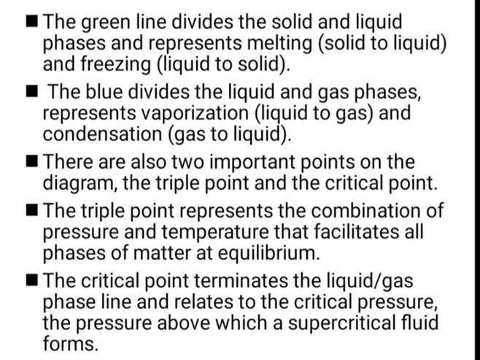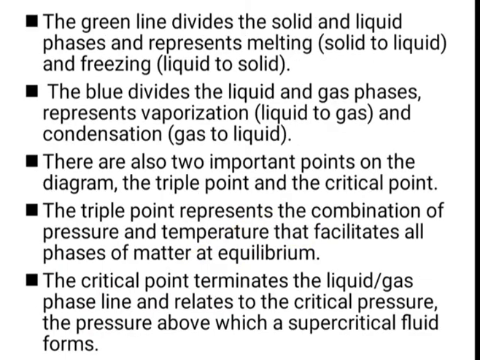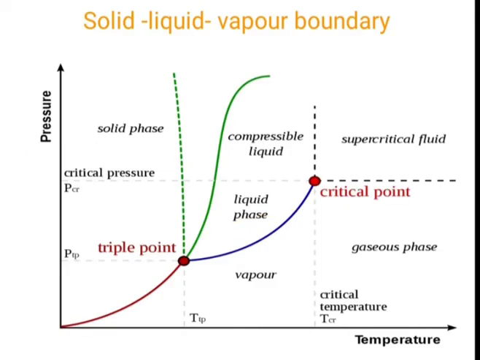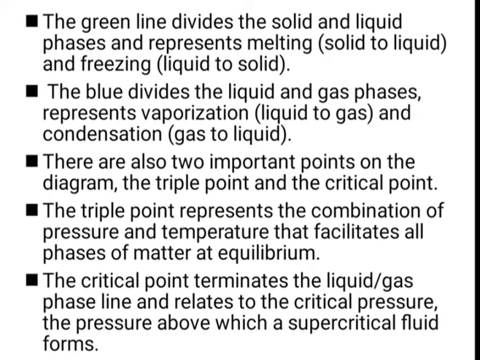and the green line divides the solid and liquid phases and represents melting and freezing. So, this green line represents solid is converted into liquid, that is it represents the melting, or if the reverse condition is there, it will be the freezing point, and that is liquid to solid conversion when there is freezing.